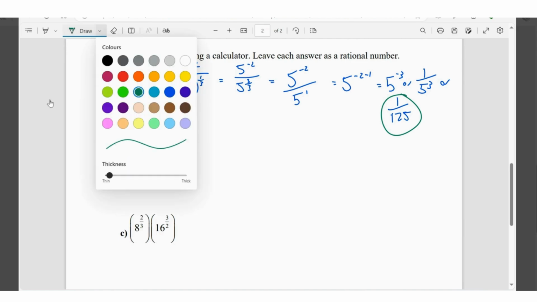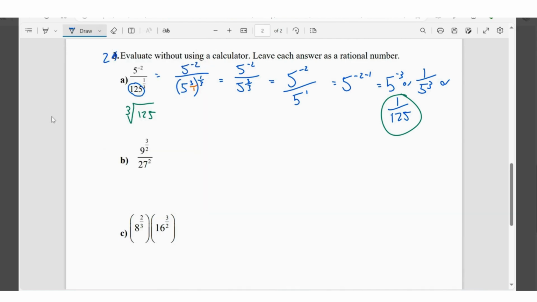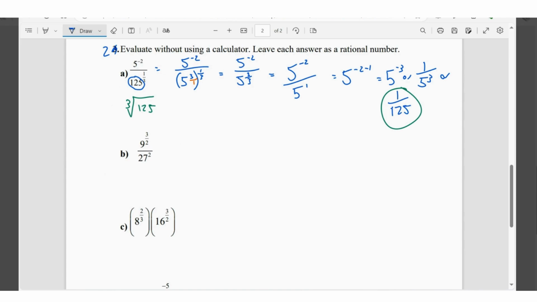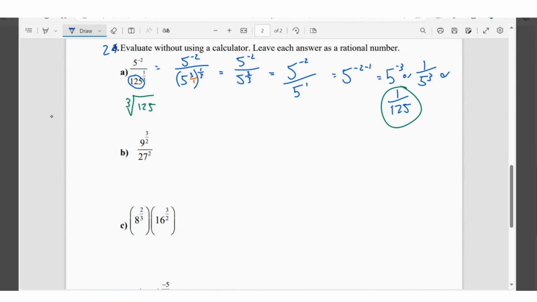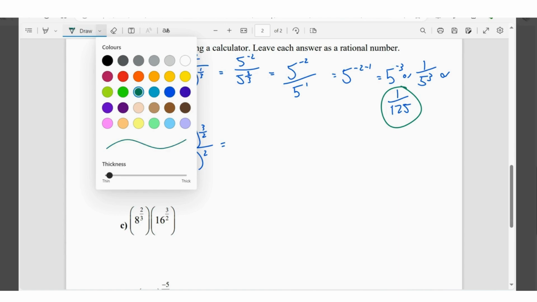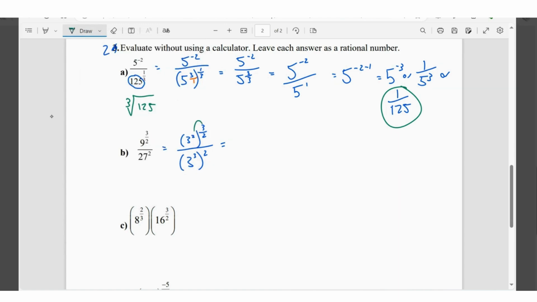Okay, here, what is a way that we can rewrite 9 and 27 as a power with the same base? Well, I know we can rewrite them as a power with the base 3. So we can rewrite this as 3 squared to the 3 over 2, over 27 is 3 cubed to the 2. And then we can distribute inside and solve from there. So let's distribute.